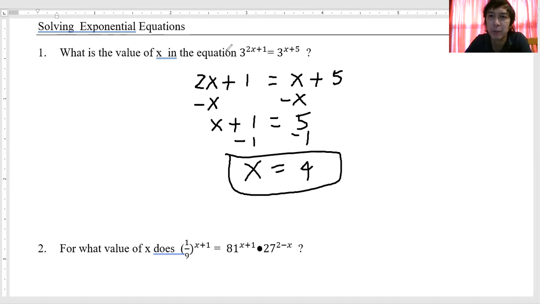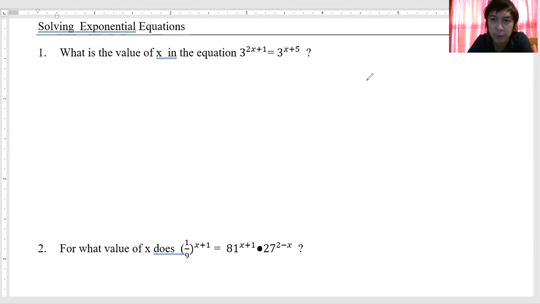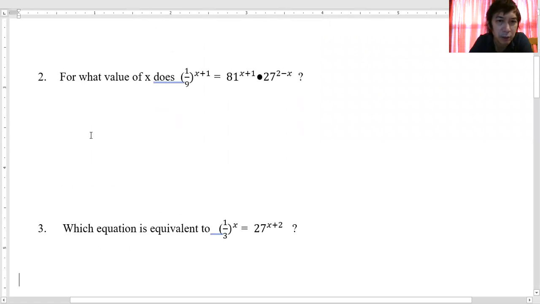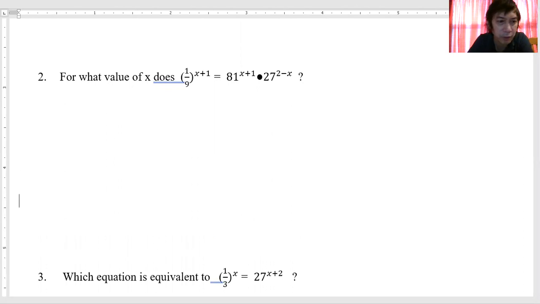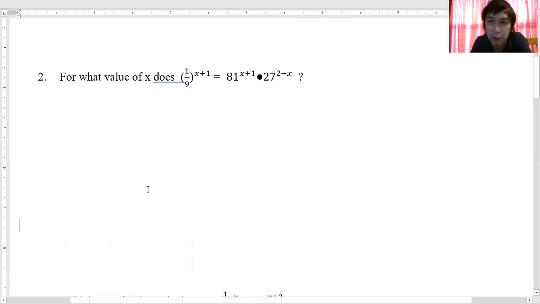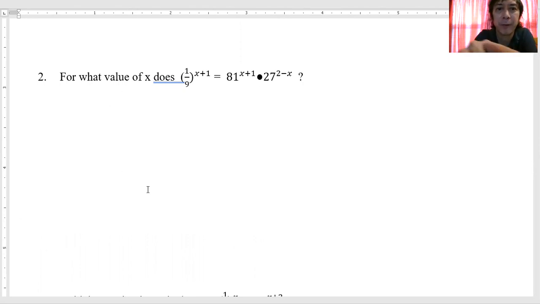Okay, let's have the second number. All right, the second number is over here. So we shall move downwards. Here's the second question. For what value of x does the base 1 over 9 raised to x plus 1 equal, here's the first part of the right side, 81 raised to x plus 1 multiplied by 27 raised to the exponent 2 minus x. And so if you're going to analyze this given, we have different bases in different forms.